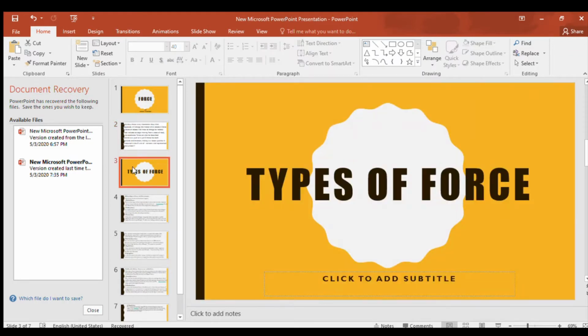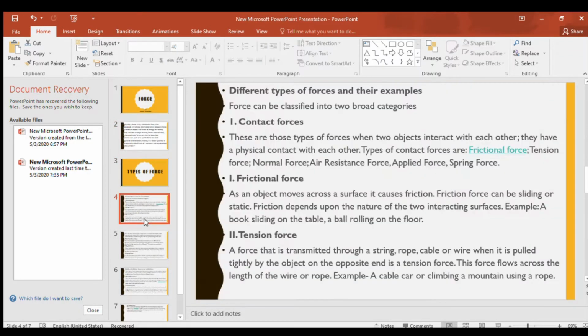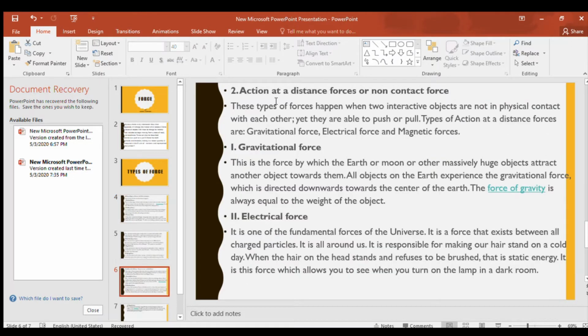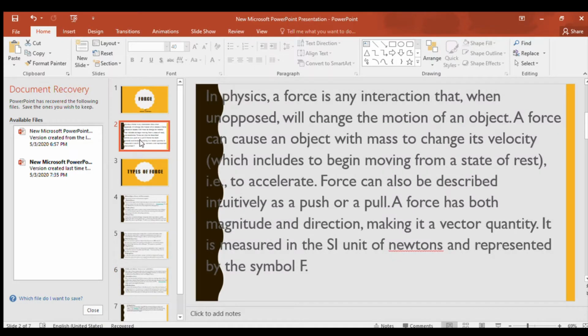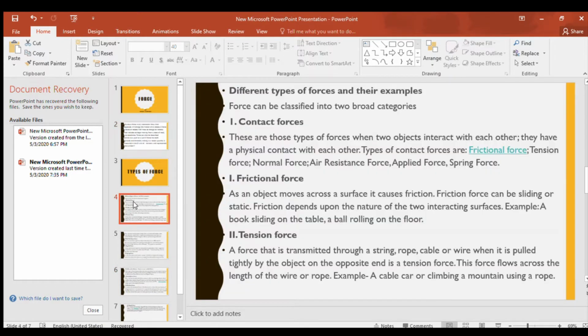Now let's go into types of force. There are forces of two categories: the first is contact force and the next is action at a distance force, or non-contact force. First, let us go into contact forces. What is a contact force? These are forces when two objects interact with each other and have physical contact with each other.